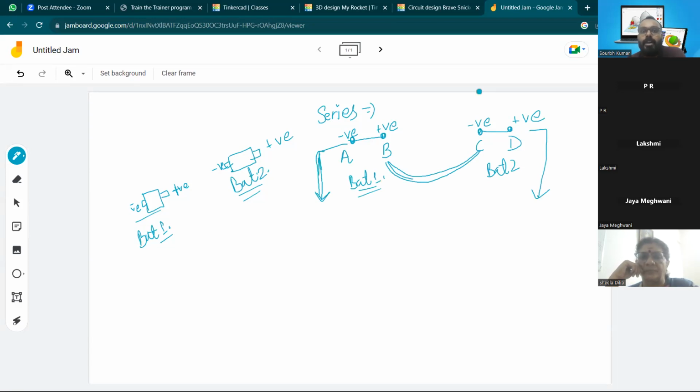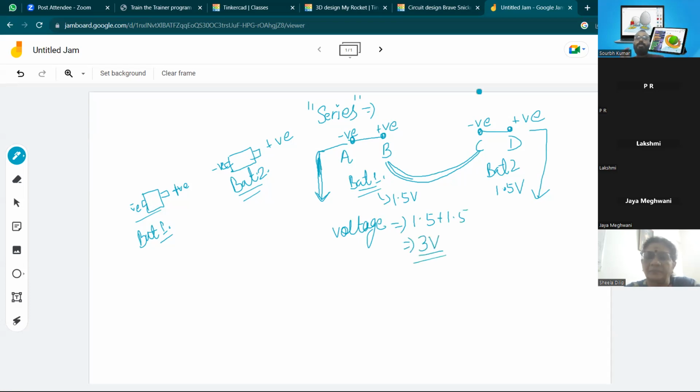The reason why we connect the batteries in series is to increase the voltage. In simple terms, suppose battery 1 has a potential of 1.5 volts and battery 2 has a similar potential of 1.5 volts. Then in series connection, 1.5 plus 1.5 becomes 3 volts in total. The capacity will remain the same. You have already heard of one term while using your mobile phone, that is the mAh capacity, milliampere hour capacity, right?